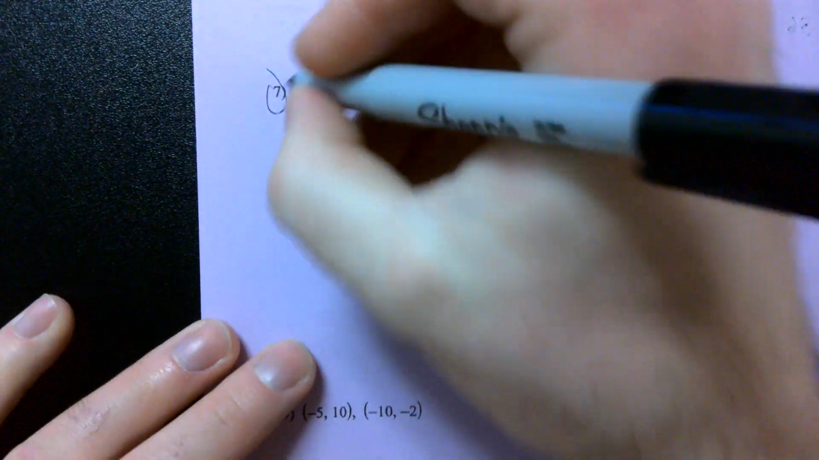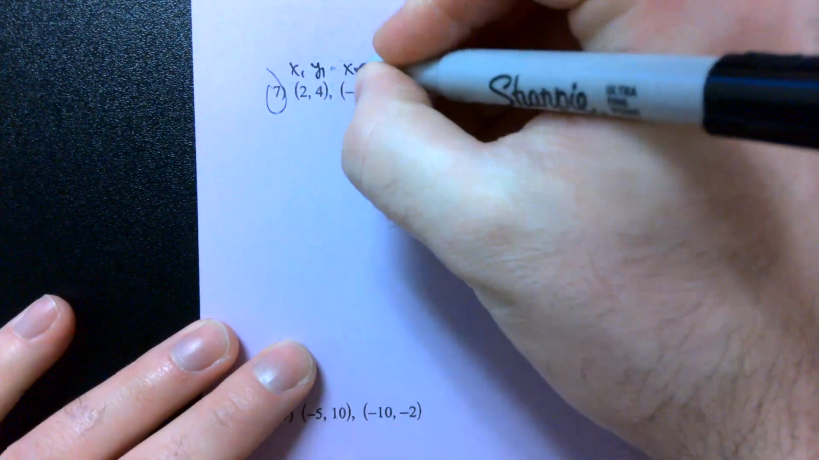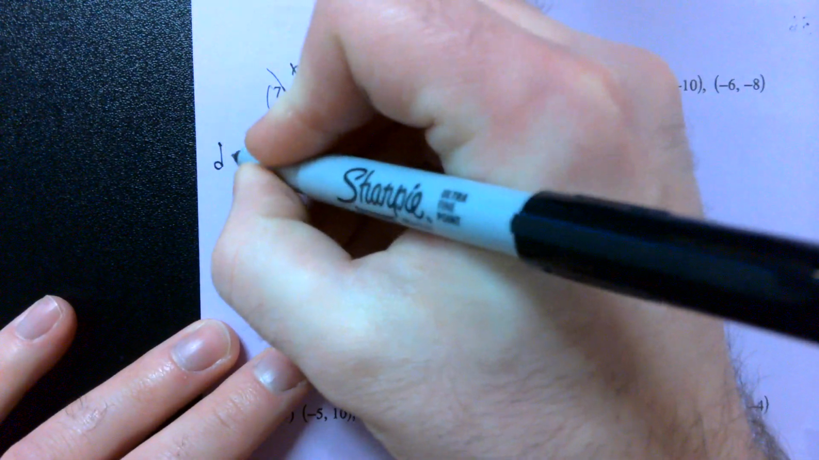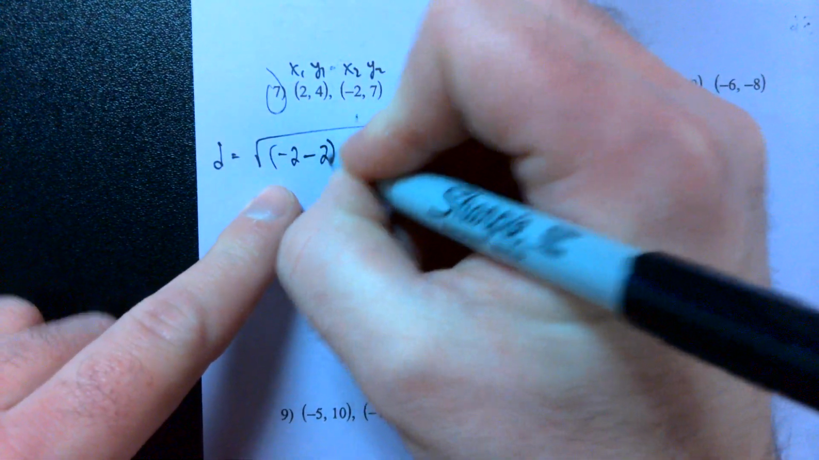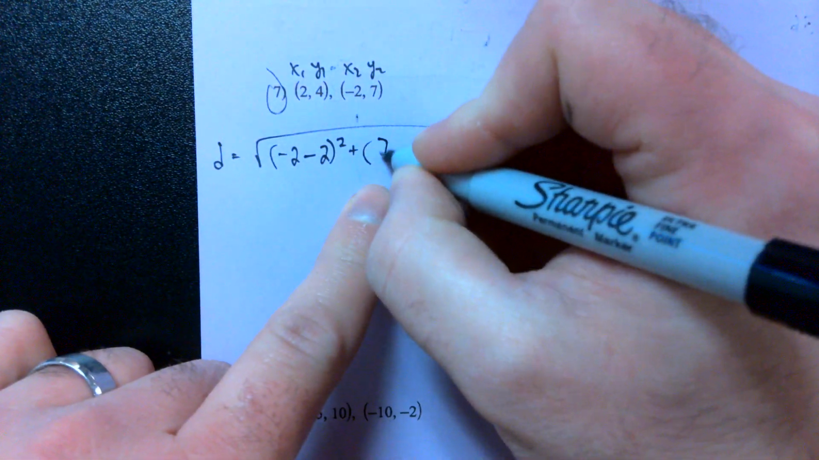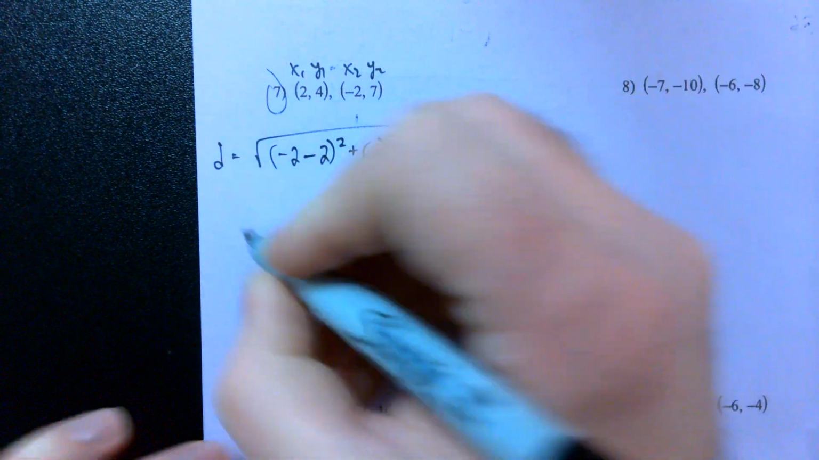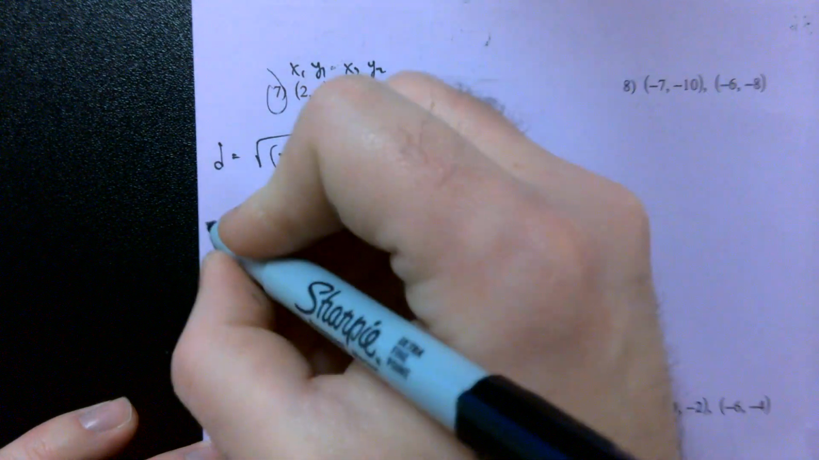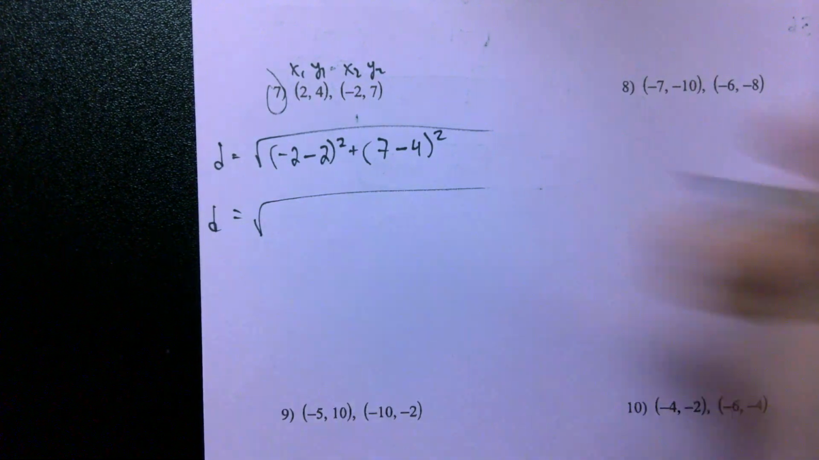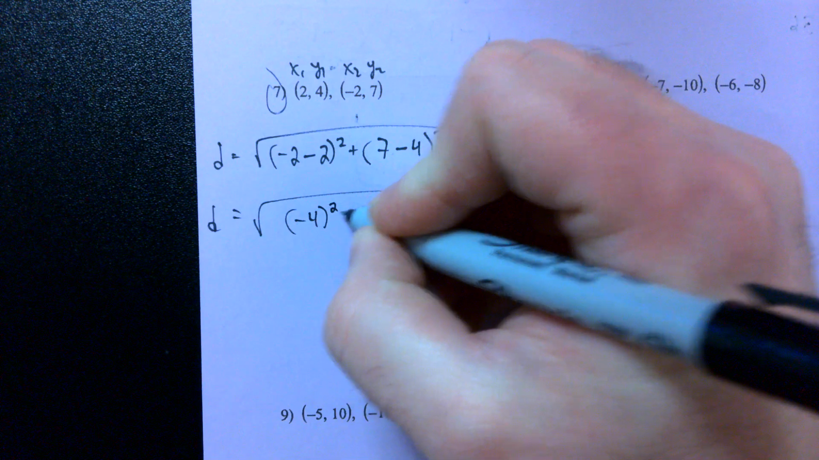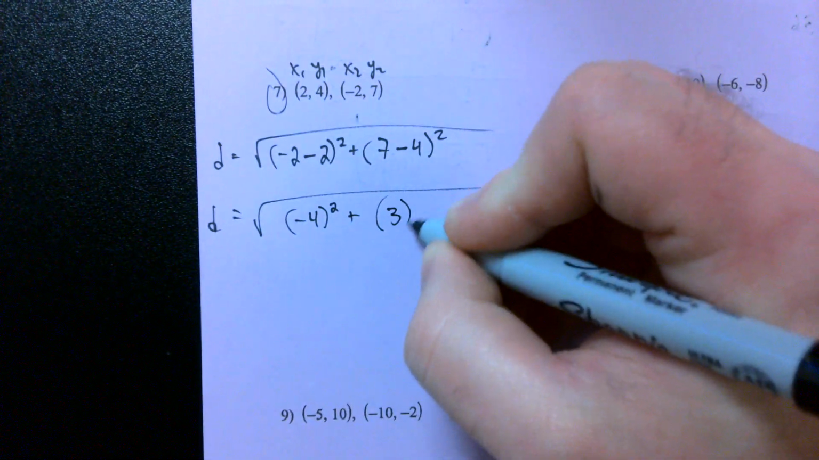Flipping on the back to number 7. Same idea. I'm going to label x1, y1, x2, y2. D is equal to the square root of x2 minus x1 squared plus y2 minus y1 squared. What's negative 2 minus 2? Negative 4. And what's 7 minus 4? 3.